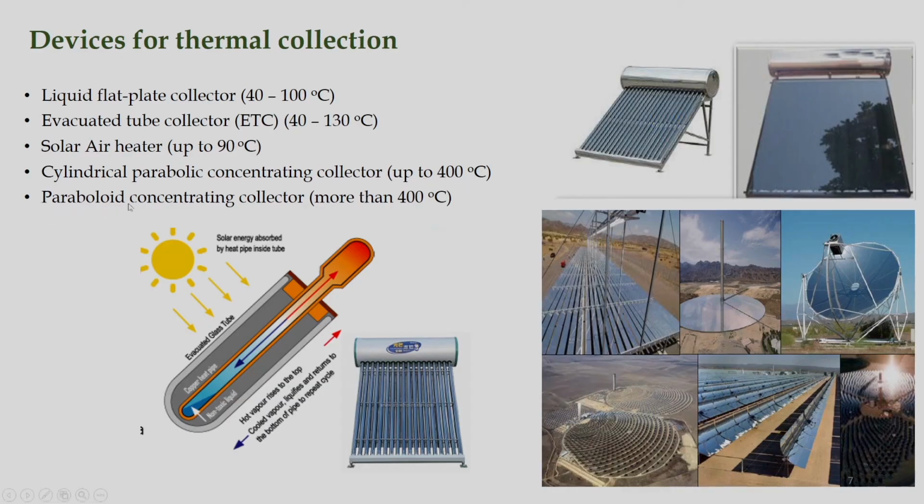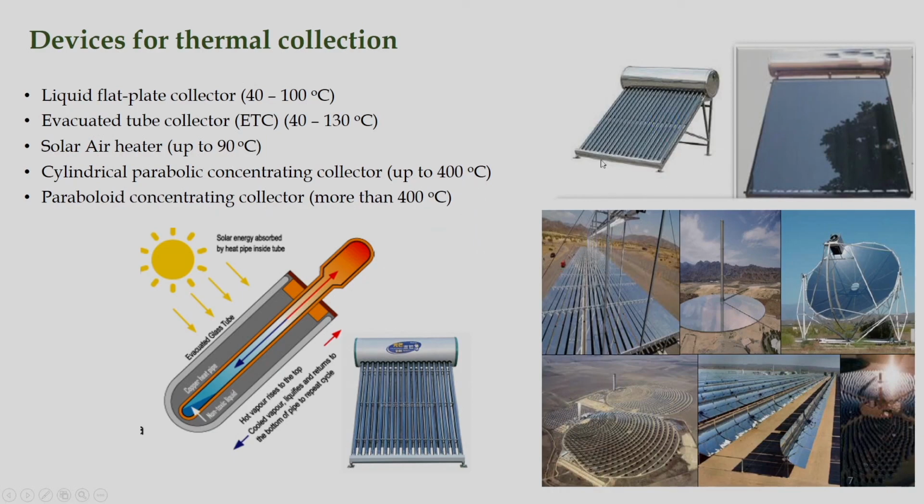Lastly, we have paraboloid concentrating collectors, where we can generate heat transfer fluid temperatures of more than 400 degrees C. It may be about 800 degrees C. These concentrating collectors are used for power generation. So, this falls under the thermal category.